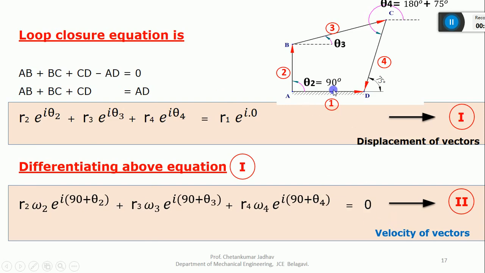For the first vector, the link is fixed. It means the angular velocity omega 1 is 0. So it becomes r1 omega 1 e raised to i(90 plus 0). Omega 1 is 0, so the entire value becomes 0. And in the next step, I'll differentiate this one. I'll differentiate the second vector. When you differentiate the velocity, you'll get the acceleration.